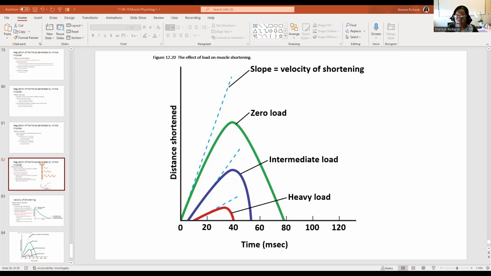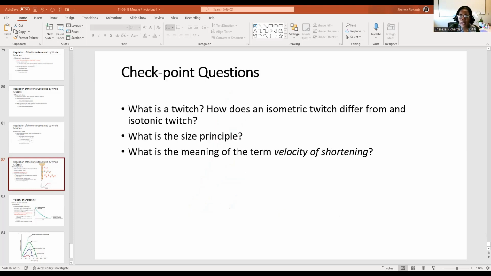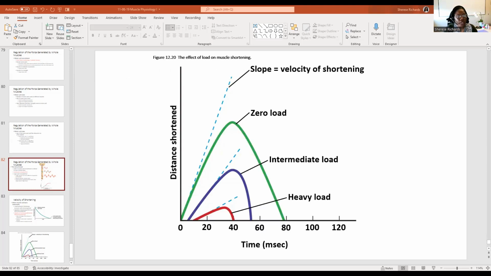So about 20 milliseconds here as compared to about 80 milliseconds for a 0 load. All right, so that is the end of looking at muscle contraction, force generation. I'm going to pause here. We're going to look at some checkpoint questions, and then we'll move on into the second part.